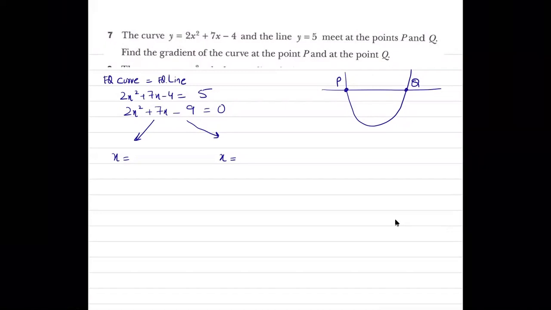One and minus 9 upon 2. So the negative value is minus 9 upon 2, and the other is 1. Now, it really doesn't matter which point you call P and which point you call Q. Okay? I have the x values. Do you think I need the y values over here? Will I need them in this question right now?